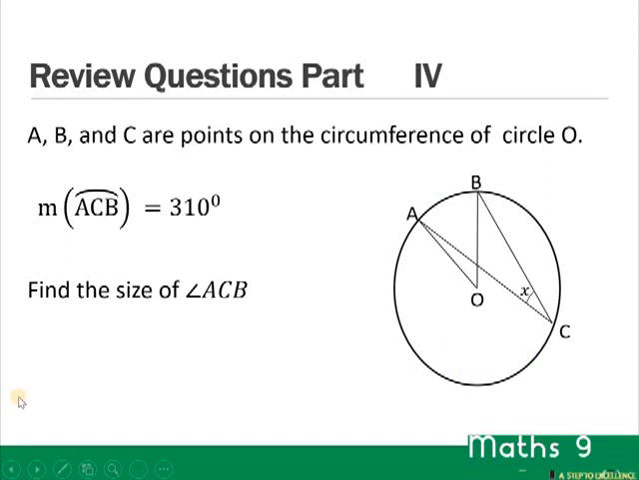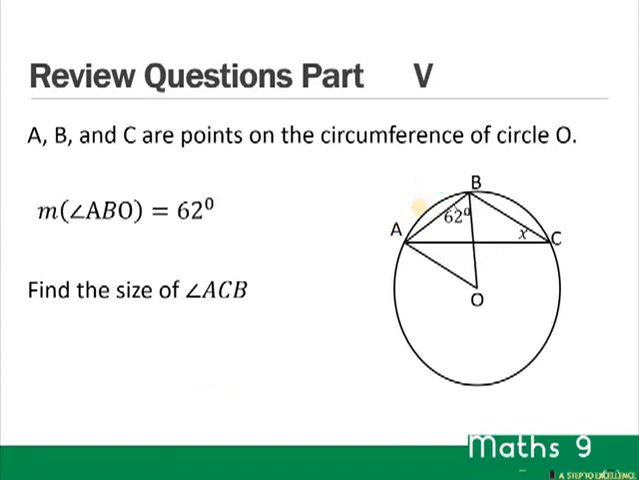Part 4. A, B and C are points on the circumference of circle O. The measure of the arc ACB is 310. Find the size of angle ACB. Pause the video whilst you work it out. Here's the answer. The measure of the arc ACB all the way around here is 310. So this missing bit here is 50 degrees, which means that x is half of 50, which is 25 degrees.